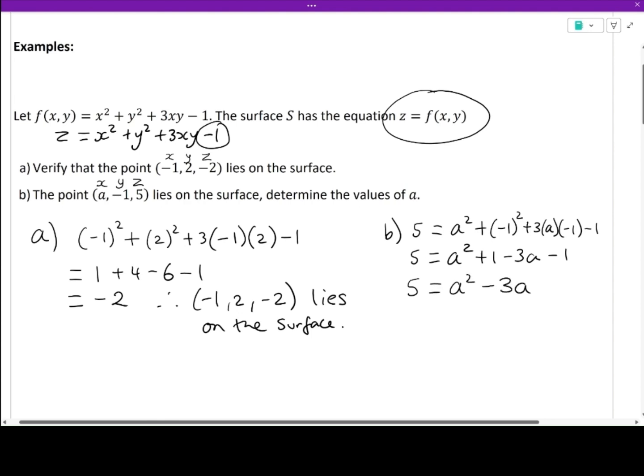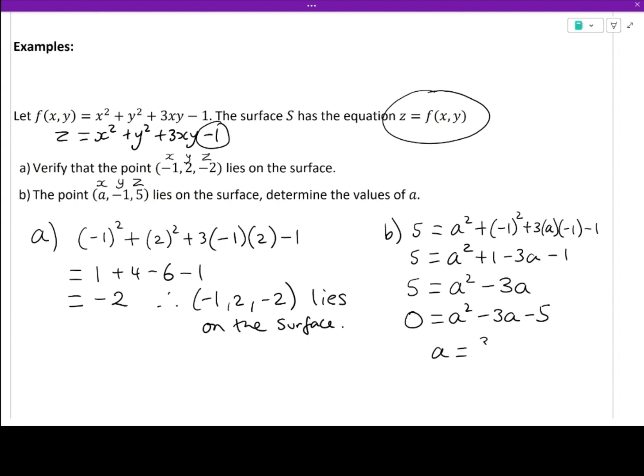So we've ended up with a quadratic, so let's get everything to one side. So I'm going to have 0 is equal to a squared, take 3a, take 5. Now I believe if we try to factorize, it's not really going to work. So you're going to have to use the quadratic formula and write that out, or use the quadratic solving function on the calculator. And if I put that in, it gives me that a is equal to 3 plus or minus root 29 over 2. Again, it makes sense. It says values of a, so the fact that we've got 2 is understandable.